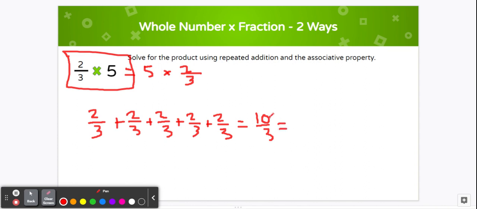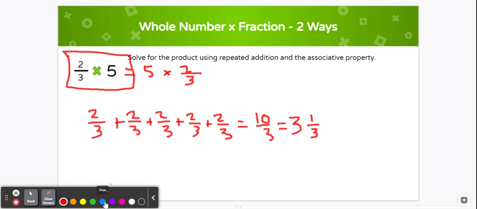Then I will have to simplify. So 3 can go into 10 3 whole times with 1 left over because 3 times 3 is 9. So I'll have 1 left over. I can convert that, simplify it into a mixed number of 3 and 1/3. So that's one way that I can do that.